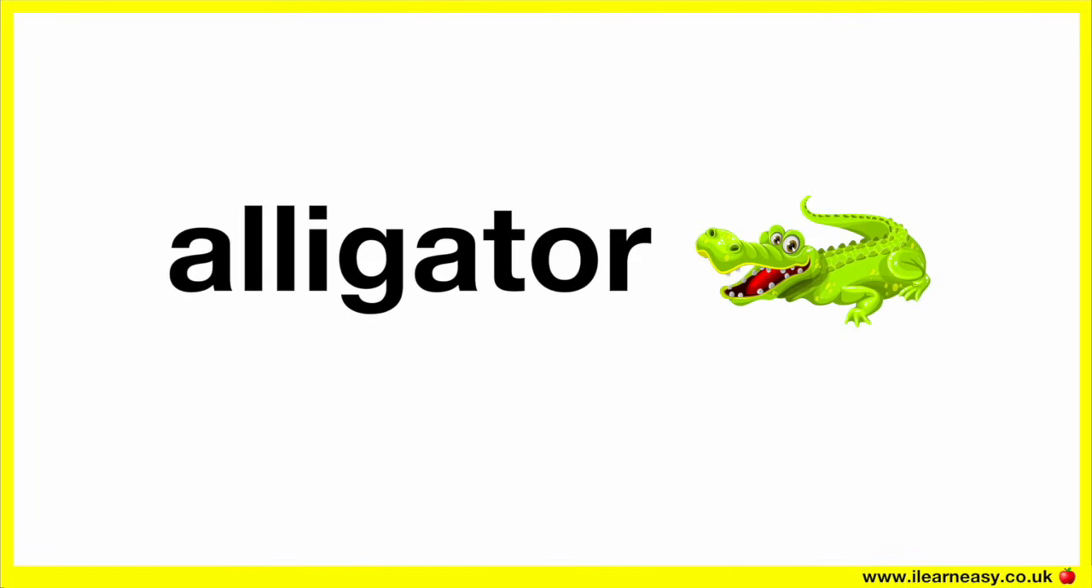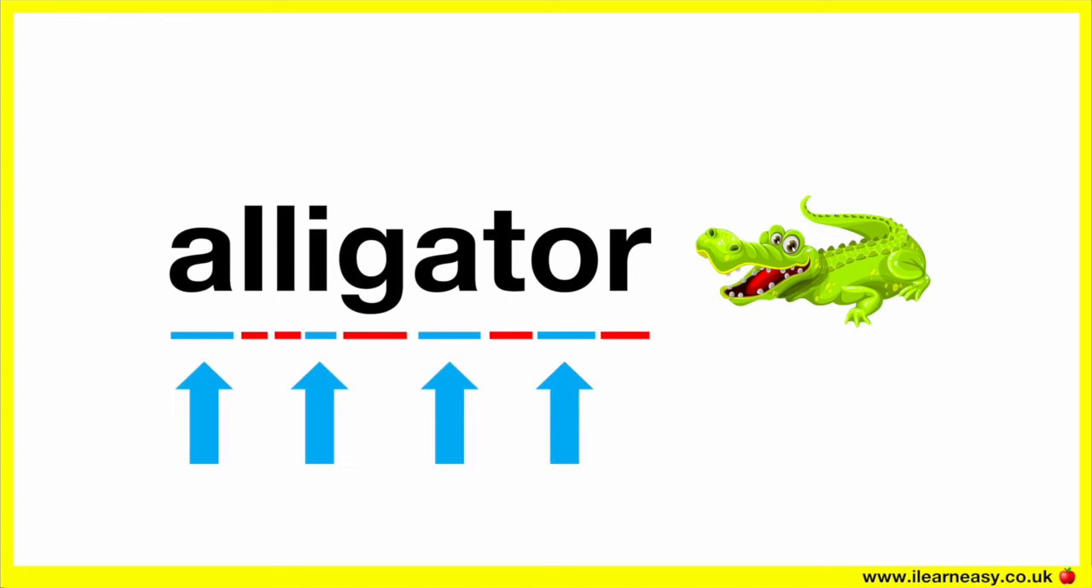Alligator. The letter A is a vowel. The letter L's are consonants. The letter I is a vowel. The letter G is a consonant. The letter A is a vowel. The letter T is a consonant. The letter O is a vowel. And the letter R is a consonant.